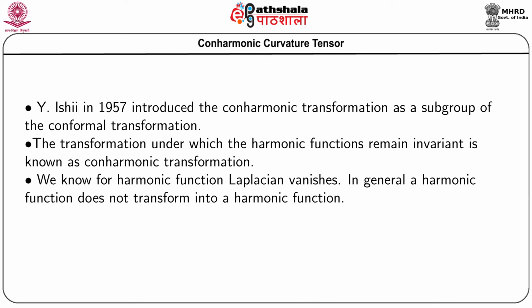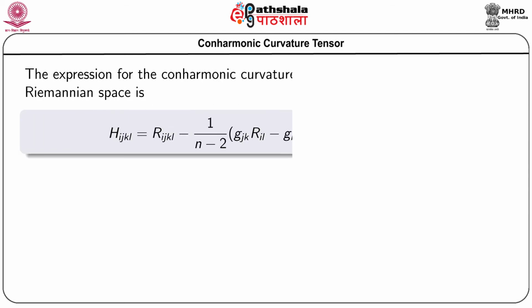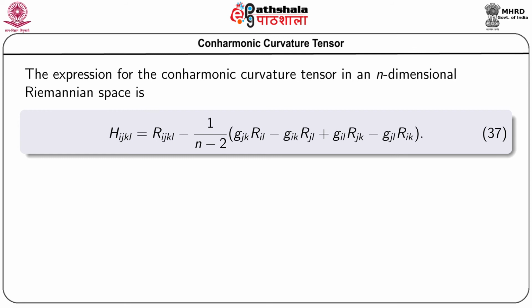And we know, as I have mentioned, that a harmonic function means its Laplacian vanishes, and in general a harmonic function does not transform into a harmonic function. The expression for the conharmonic curvature tensor in an n-dimensional Riemannian space is this one: H_ijkl equals R_ijkl minus 1 by n minus 2 under the first bracket, g_jk R_il minus g_ik R_jl plus g_il R_jk minus g_jl R_ik.